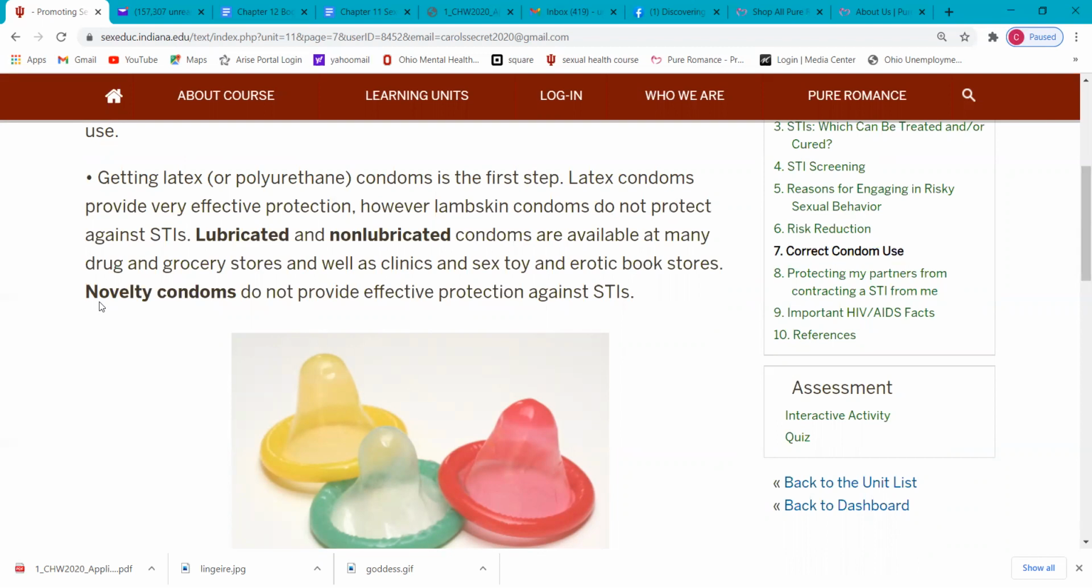Again, only the latex condoms do. However, lambskin condoms do not protect against STIs. Lubricated and non-lubricated condoms are available at many drug and grocery stores, as well as clinics and sex toy and erotic bookstores. Now, there are novelty condoms that do not provide effective protection against STIs. I don't know what those necessarily look like, but if it looks like a toy or looks like something that doesn't do the job, believe that. You want to make sure you get a good latex condom that is going to be good protection.